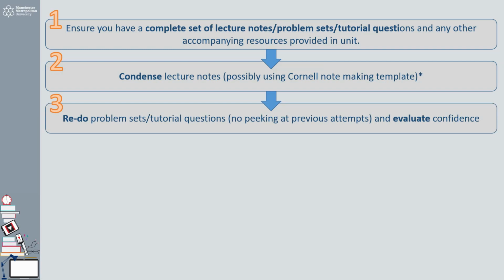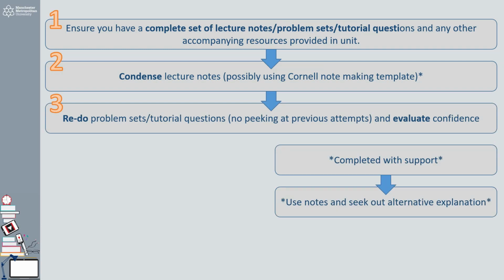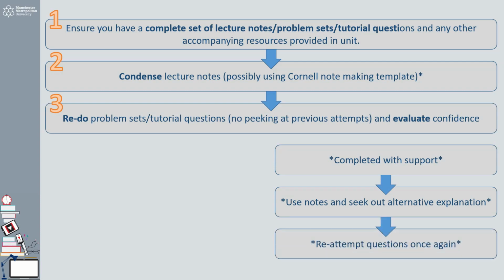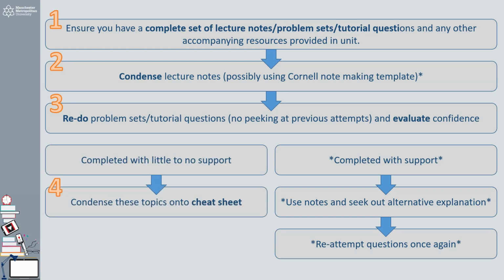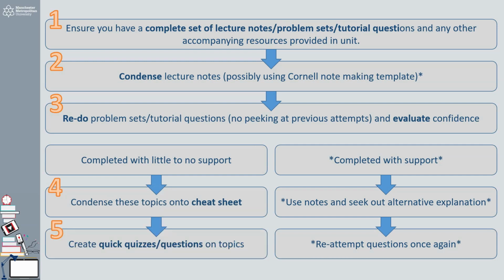Try and not peek at any previous attempts as well, and really honestly evaluate how confident you are at each of them. Once you've had a go at them, you'll reach a junction point. Either you've completed some of them with a bit of support, so you could use notes and seek out alternative explanations to help you through them, and then reattempt them once again, until you get to a point where all of those problem sets are done with little or no support. You may then want to condense those topics onto what's known as a cheat sheet. You then may choose to create some quick quizzes of your own.